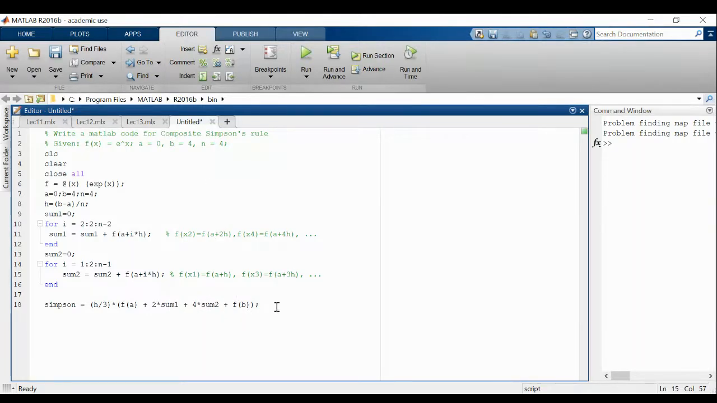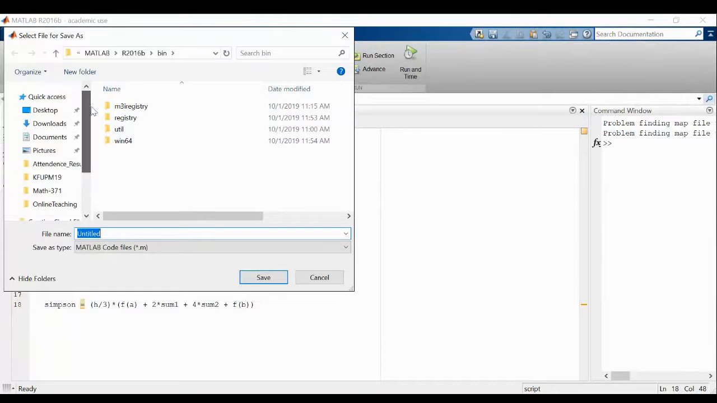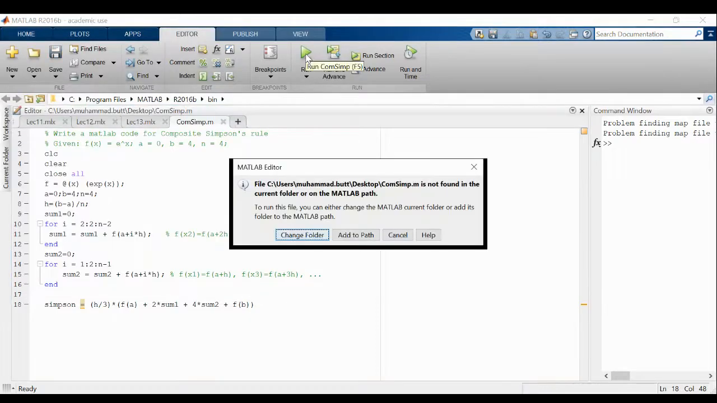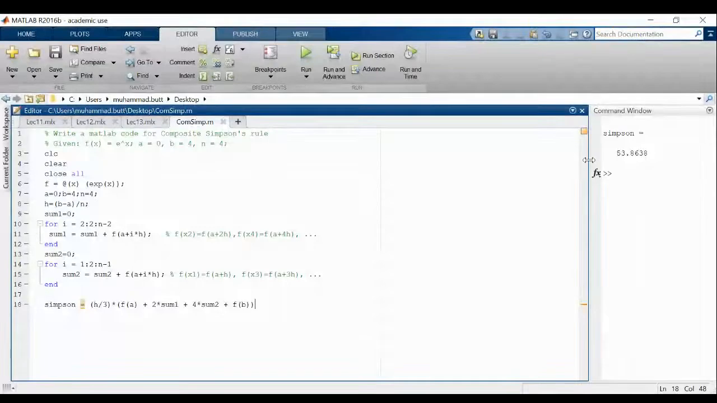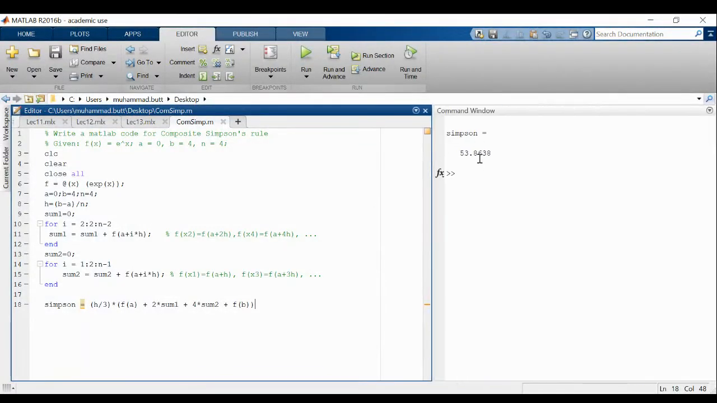Now let's do the last thing. You must just remove this and run it. First we save it somewhere. This is Simpson, composite Simpson. You can see Simpson is 53 point something. So this is very wrong.